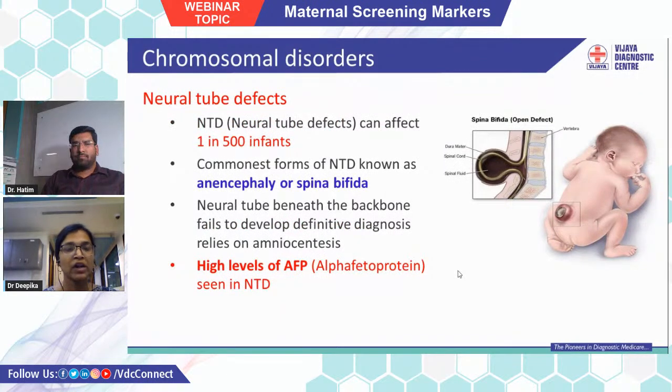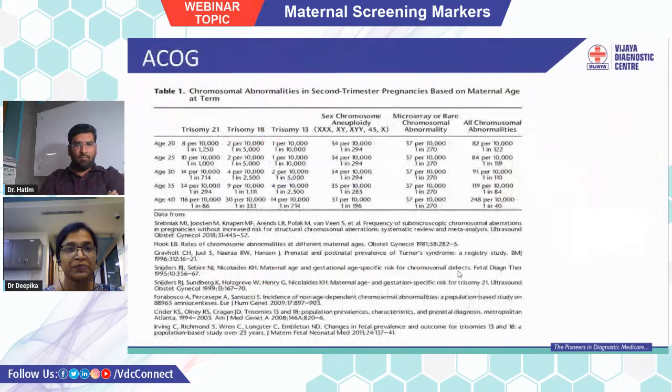Apart from this, we have neural tube defects, where one baby is affected out of 500 infants. The commonest forms of these neural tube defects are anencephaly and spina bifida. In anencephaly, there is failure of development of the brain as well as the skull bones which surround the brain. When the neural tube beneath the backbone fails to develop, we call it spina bifida. Whenever there is an open neural tube defect, the biochemical marker which leaks out is alpha fetoprotein, and it is increased in neural tube defects.